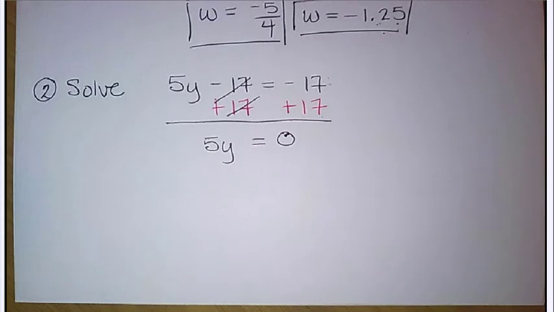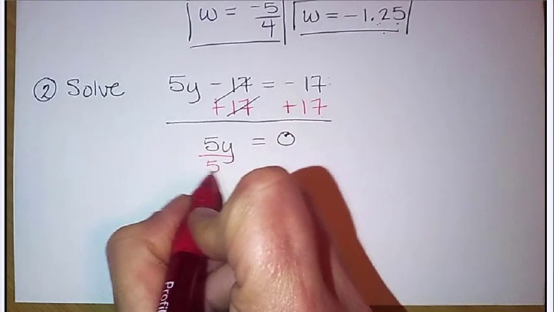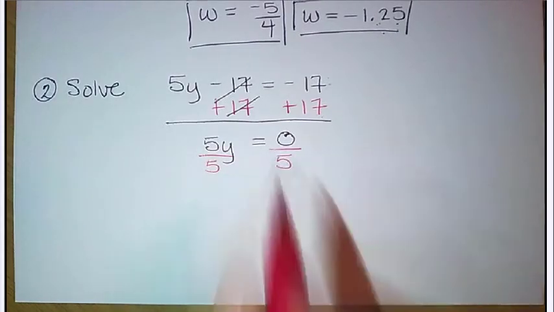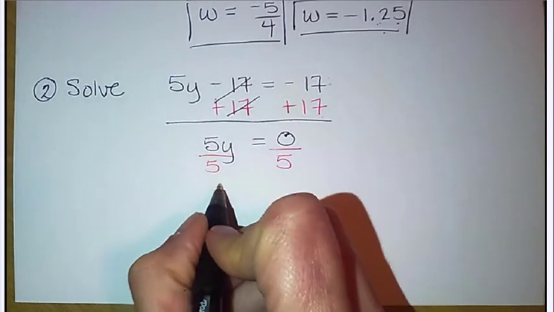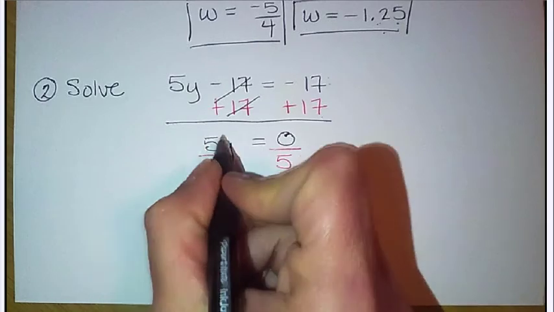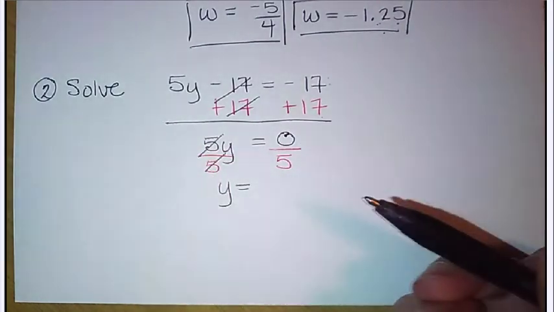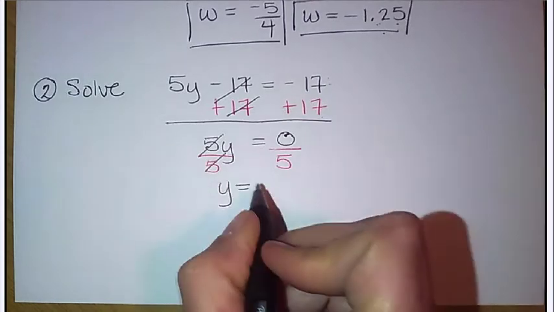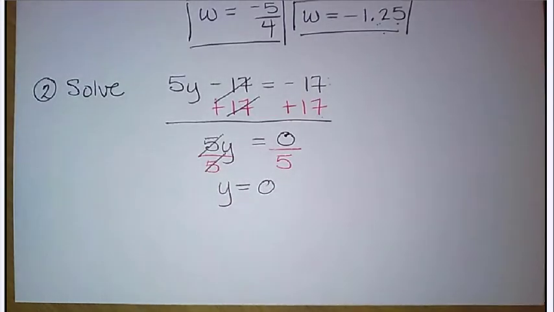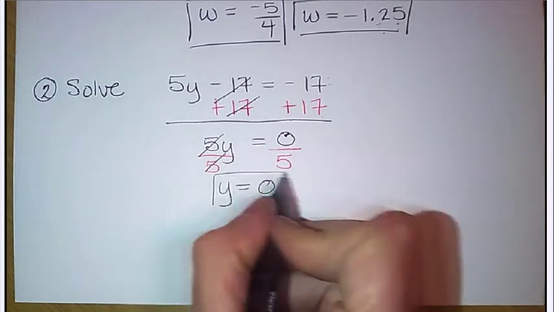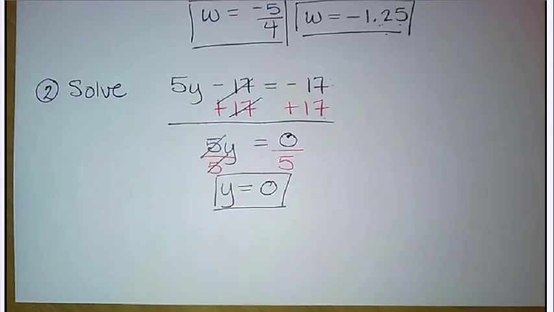We're going to say, okay, well now we want to get rid of that 5. We're going to divide both sides by 5. And again, y, because our 5's here are canceling each other out. And then 0 divided by 5, that means I have no money and I have 5 friends. So my friends don't get any money. So that would be y equals 0. And remember, 0 is a perfectly fine answer. So in this case, y equals 0.